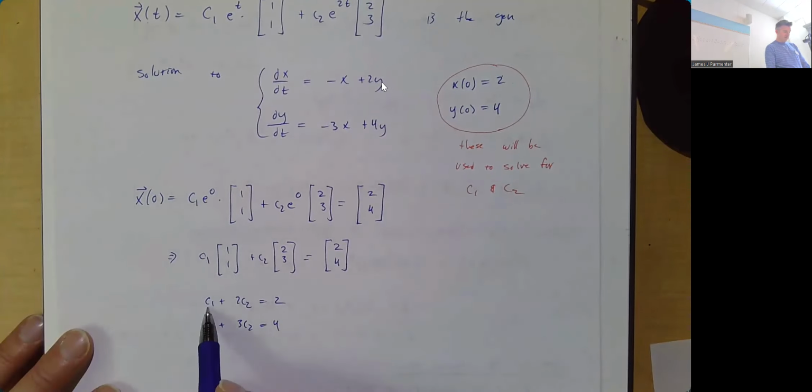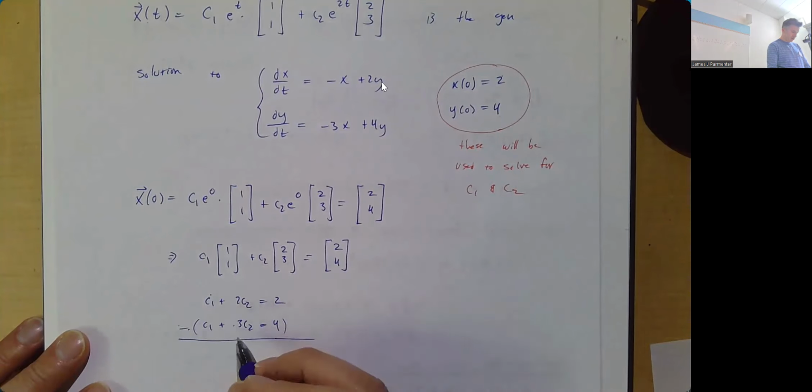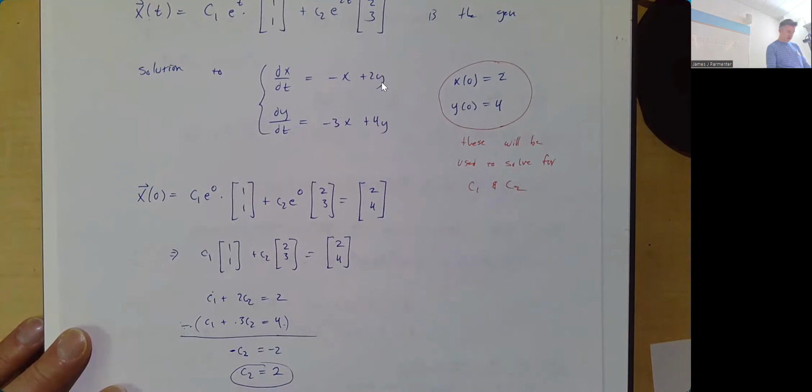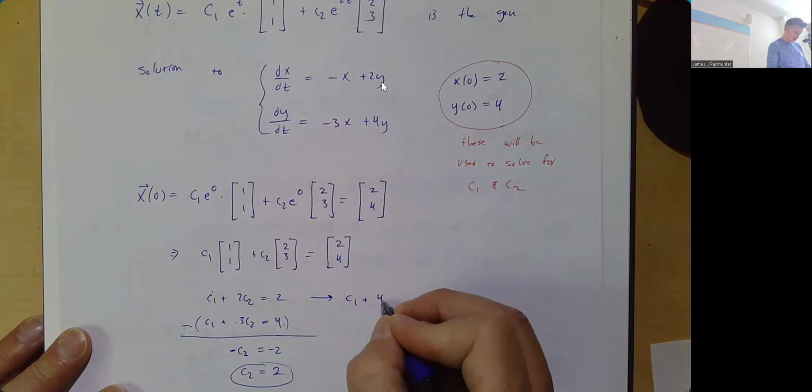If we do the first one minus the second one, the c1s will cancel. c1 minus c1 is 0. 2c2 minus 3c2 is negative c2. And 2 minus 4 is negative 2. So c2 is equal to 2. And if c2 is equal to 2, plug that back into either one of these to solve for c1. c1 plus 2 times 2 equals 2.